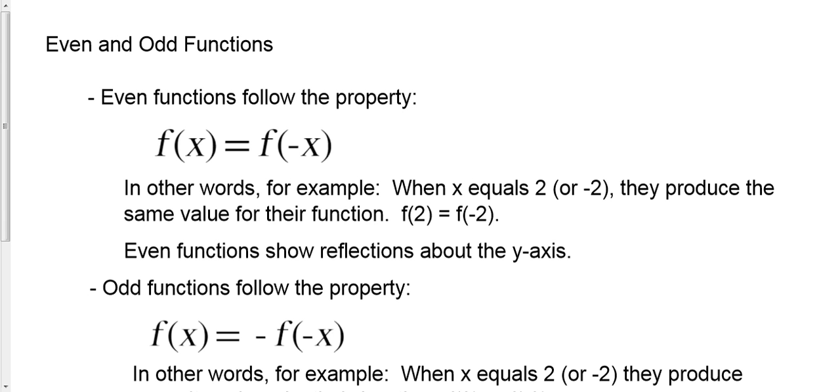So in other words, for example, when x equals 2 or negative 2, they produce the same value for the function. So when I evaluate f of 2 and f of negative 2, they're equal. But what if f of 2 and f of negative 2 have the same value, but f of 1 and f of negative 1 do not?